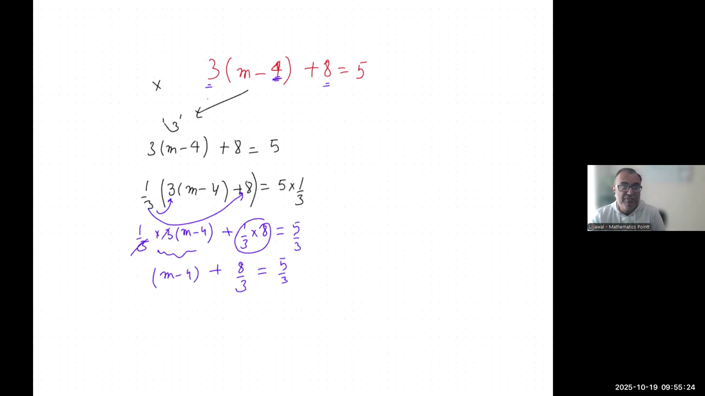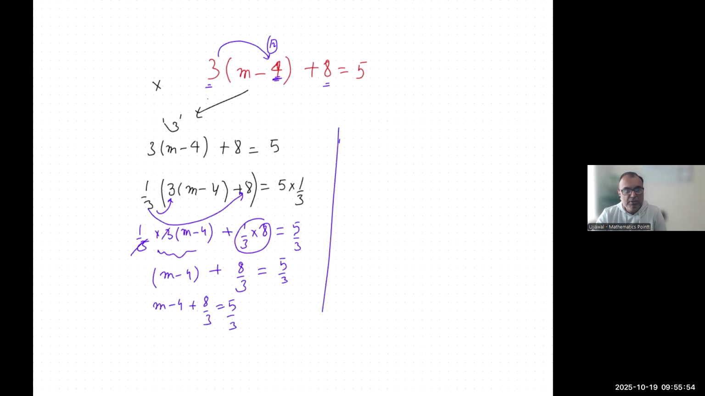I mean, I can still get rid of 4, but it takes a bit more of a challenge. This 4 is not 4 actually. This is 12 because 3 is being multiplied. So this is 12. All right, let's continue where we left. Open this bracket up. M minus 4 plus 8 on 3 equals to 5 on 3.